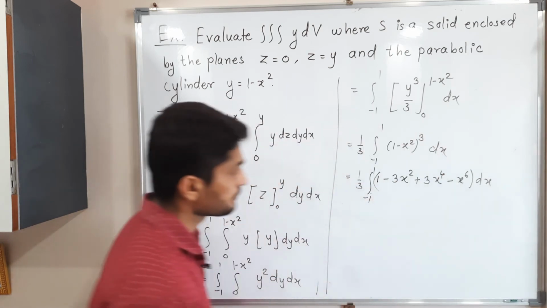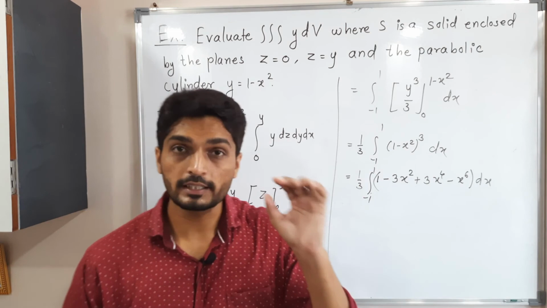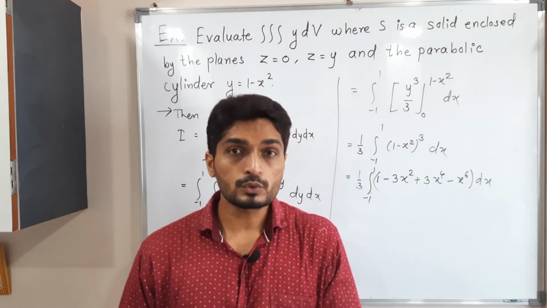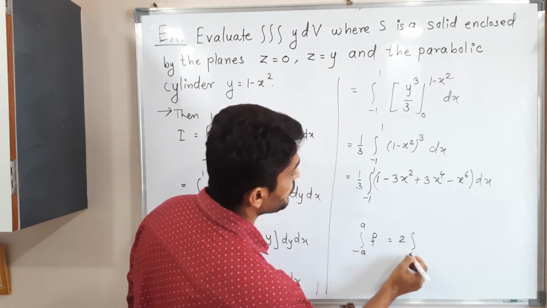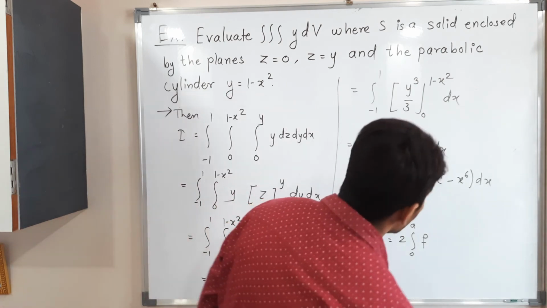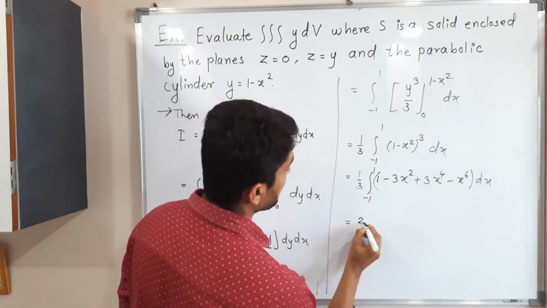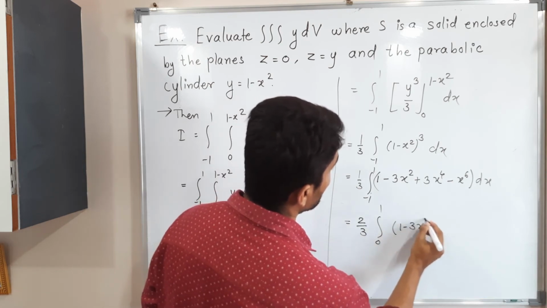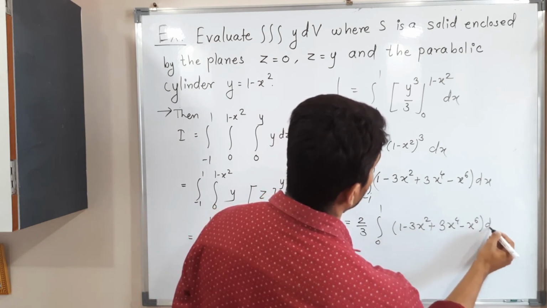But see, x square is an even function since the power is even. x raised to 4 is again an even function, and x raised to 6 is again an even function. So all these are even functions. As I told you, when you have limits minus a to a and the function is even, we write 0 to a and multiply by 2. So I will use the same technique, since the function is even, so the problem will be simpler. Because the function is even, I can write this as 2 by 3 integration 0 to 1, 1 minus 3x square plus 3x raised to 4 minus x raised to 6, dx.